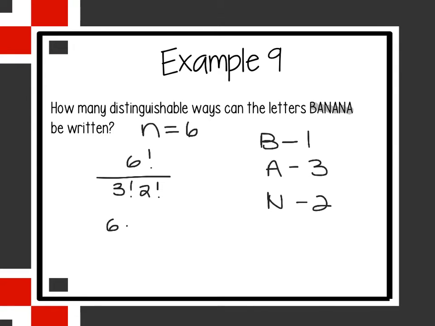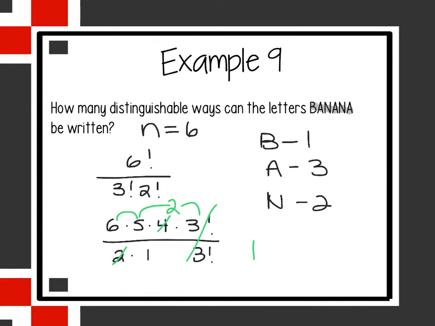So then I do 6 times 5 times 4 times 3 factorial over 3 factorial and 2 times 1. The 3 is going to cancel out. 2 goes into 4 twice. And I'd get 6 times 5, that's 30, times 2, that's 60, times 3, that's 180.